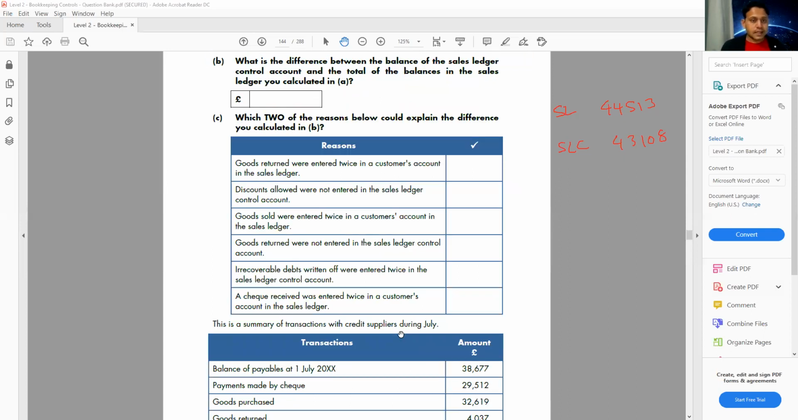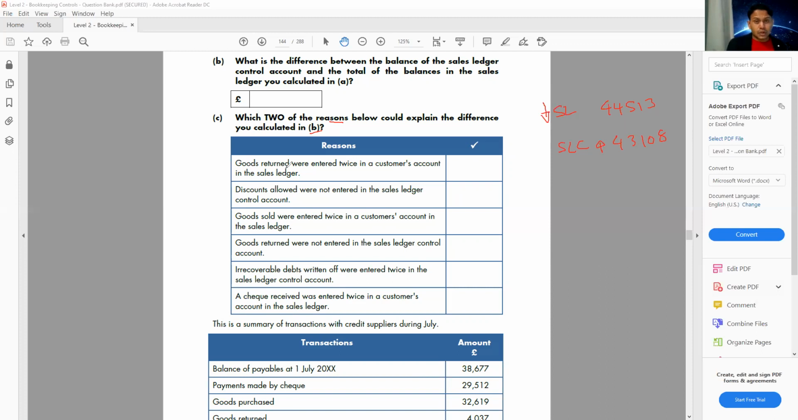So the question is saying, which of the two reasons below could explain the difference you calculated in B? Why is the difference coming in B? What is the possible reason? So we need to find a reason. For that reason, either my sales ledger balance will go down because it's more, or my sales ledger control balance goes up because it is less. We need to find that type of reason. Let's find the first reason.